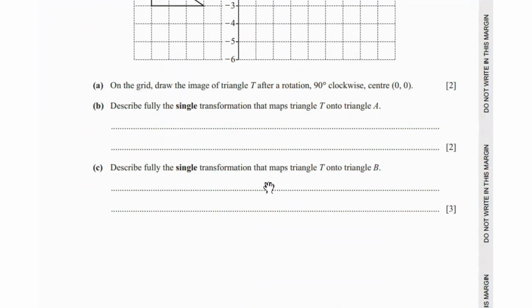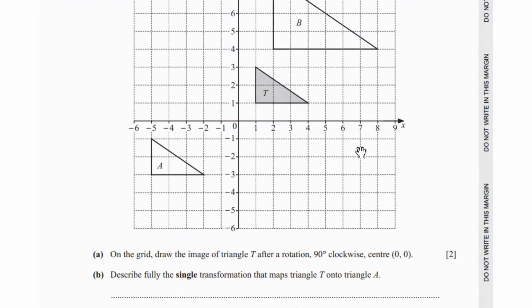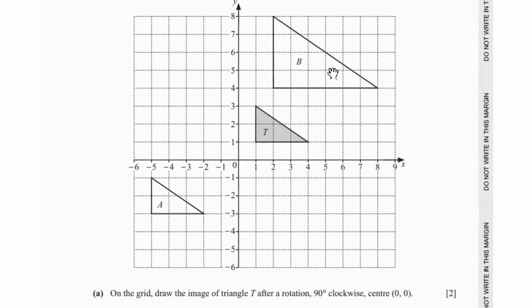Describe fully the single transformation that maps triangle T onto triangle B. So triangle T onto B, we can clearly see that the size has changed. It's bigger, which means it's an enlargement. So we have one thing down, it's an enlargement. Next thing we need to find is what is the scale factor of the enlargement. For the scale factor, what we can do is we can compare corresponding sides and see how it has changed. This is 2 units, this is 1, 2, 3, 4. So obviously 2 became a 4, which means the scale factor is 2.